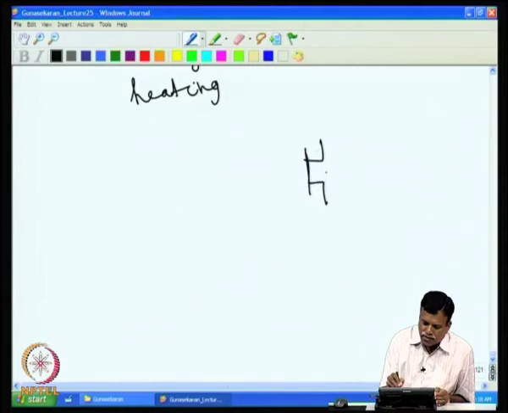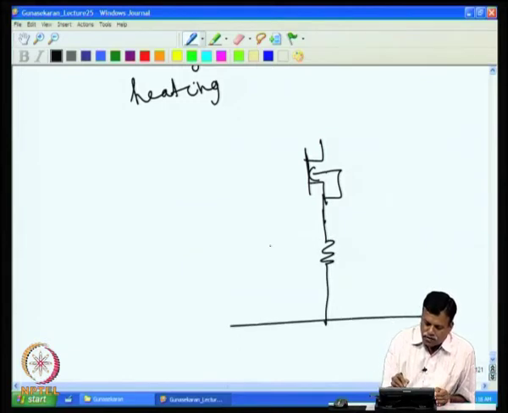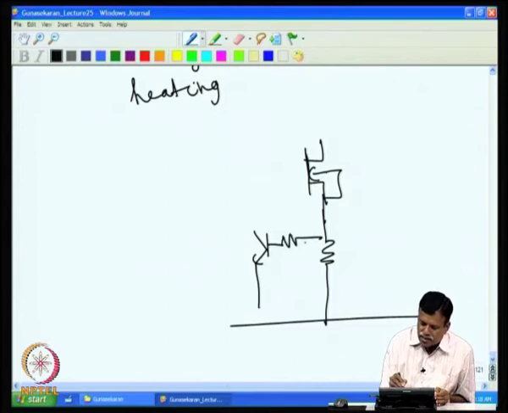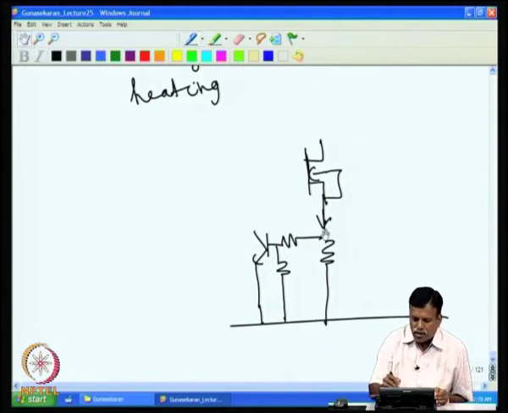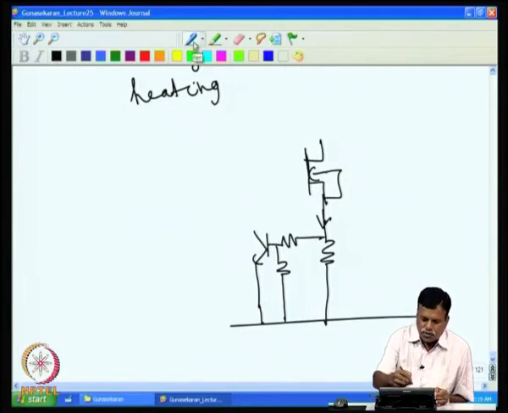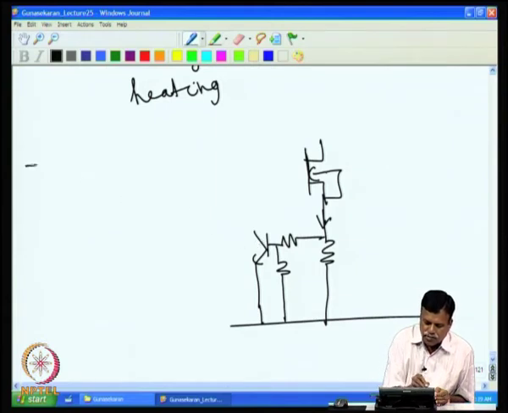So, we have the MOSFET and then we have a sense resistance here. Now, what can be done is that we can have a sense resistance and then that is connected to this. So, if the current goes high, then the voltage at this point increases, and that will make this transistor conduct. Now, what you do is make this transistor latch the incoming pulse.